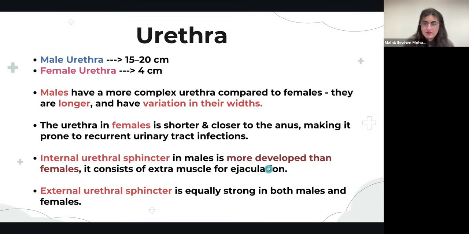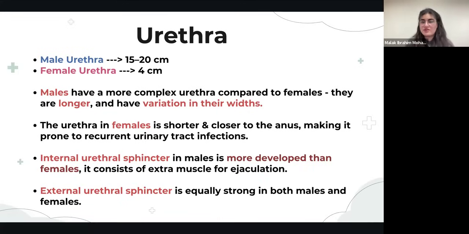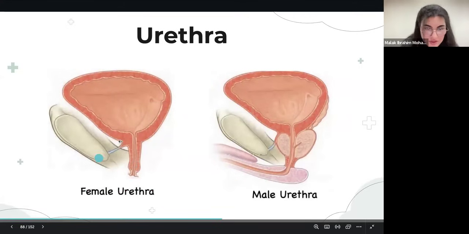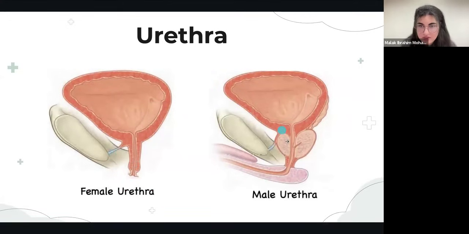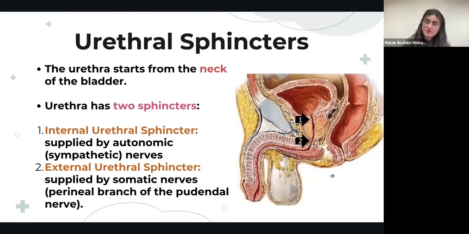Now, the internal urethral sphincter in males is much more developed than in females, and it includes an extra muscle for ejaculation. That's why it's more complex. The external urethral sphincter is equally as strong in both males and females. There's no difference there, but the main difference is in the internal urethral sphincter because males need to ejaculate. As you can see here, this is the female urethra, whereas this is the male urethra. The female urethra is very short, only 4 centimeters, whereas over here it can span from 15 to 20 centimeters.